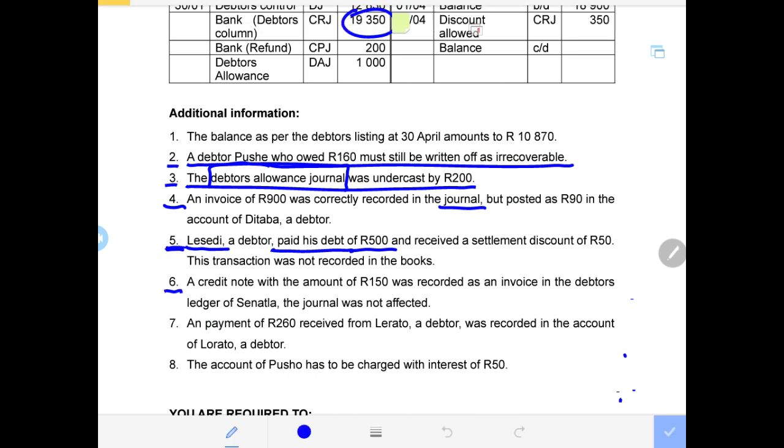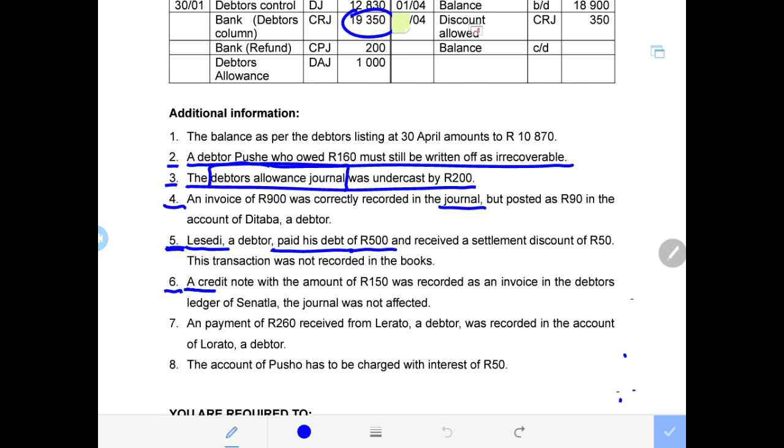Number 6, now another lovely one, says a credit note. Remember, when we did creditors reconciliation, I emphasized that when it's a credit note with the amount of 150, we know that this is a return. And which side do returns go? They go on the credit side of the debtors control account, and on the credit side of the list of debtors, if they're supposed to affect both of them.